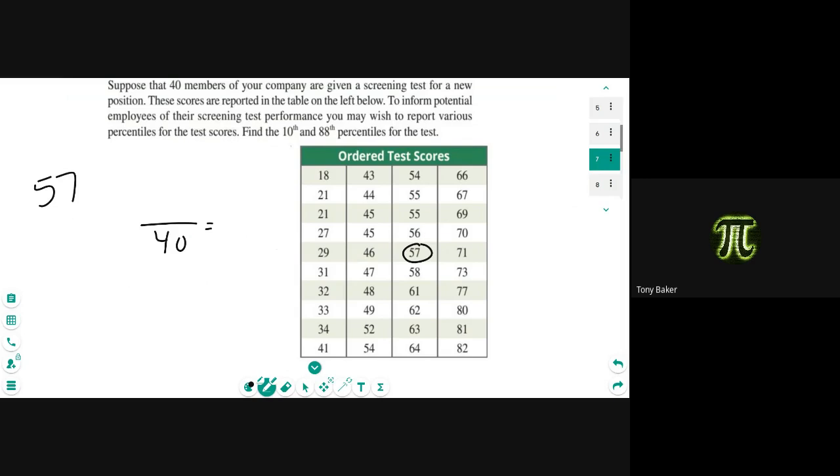On the list. Okay. Good. You gave me the answer that I was expecting somebody to give me. Yeah, we want to look at the numbers in the list. So how many numbers are lower than 57 in the list? 24. So we're going to take 24 and divide it by 40. Which gives me what? 0.6. So 57 is the 60th percentile.